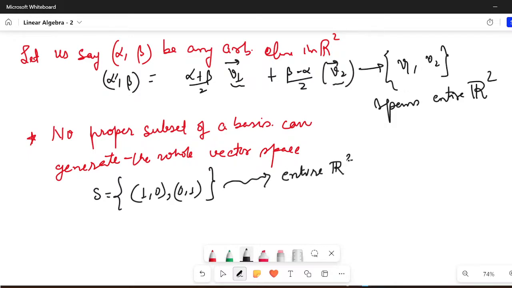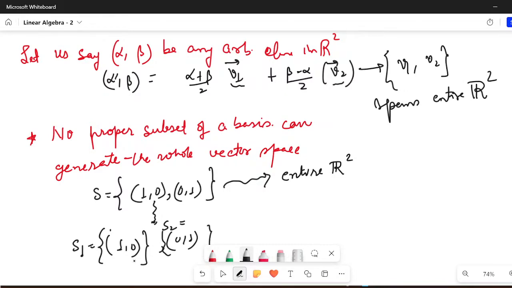It can span the entire R square. But any proper subset, what would be the proper subset to this? (1, 0), (0, 1), another one would be 5. I'm not interested in that. So let's say these are two proper subsets. If I make a set here, this is one of the proper subsets, S1, and let's say S2 is this. Then 5 can also be another one. I'm not interested in it.